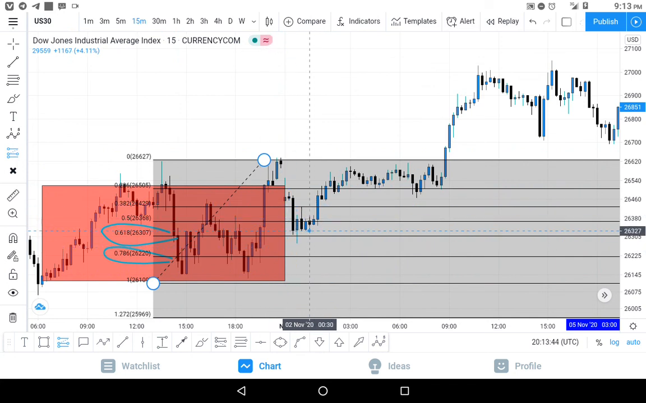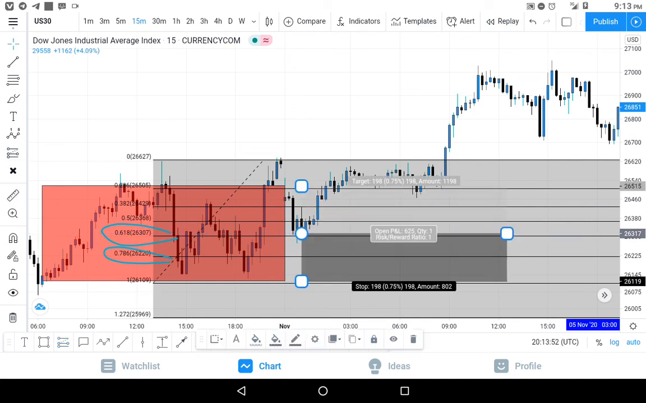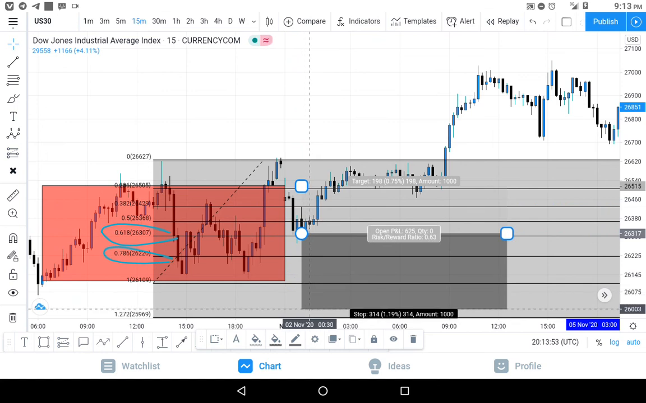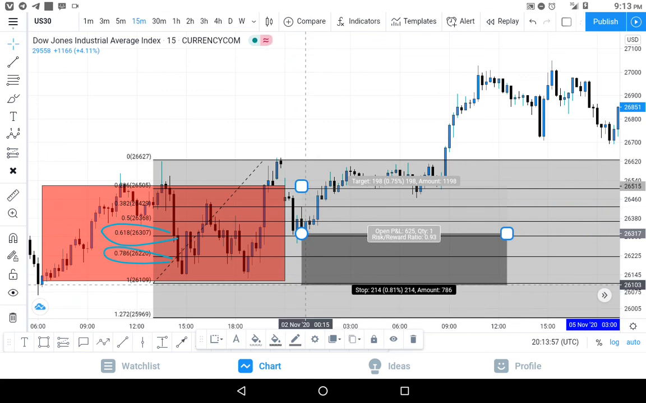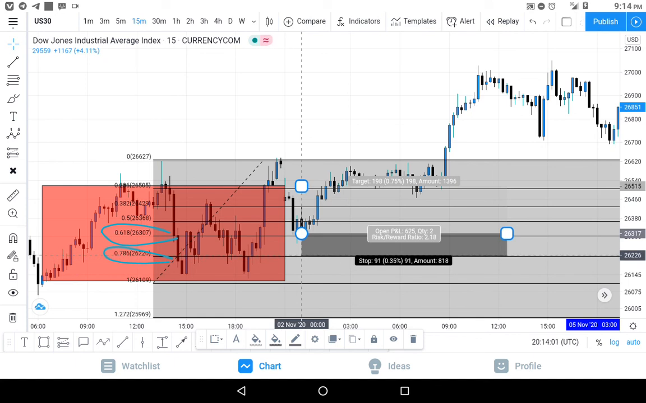Our place was an entry, guys, and I put my stop loss where, guys? At my 0.786, guys. How many pips is that? Like 91 pips, because you know how dangerous your stop is, so you have it as 91 pips. And if I'm risking 91 pips, guys, what would be my target? My target would be 180 plus pips.